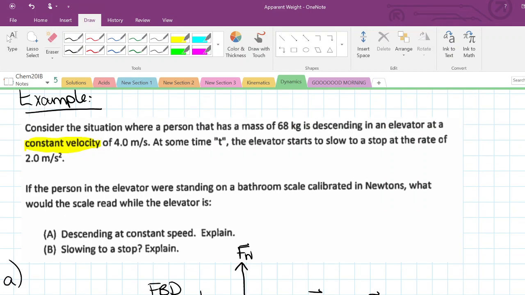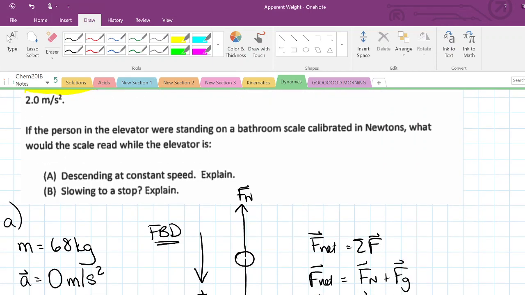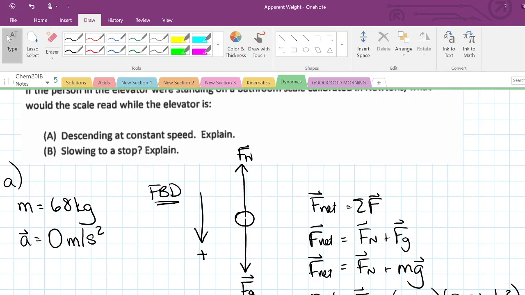So for A, when they're descending at a constant rate, that means that they're moving at uniform motion, or acceleration is equal to 0. So that means that if we draw our free body diagram, we know that we're descending. So I'm going to say down is positive. Force gravity, if we're moving at a constant rate, force gravity is balanced with force normal so that our net force is 0.